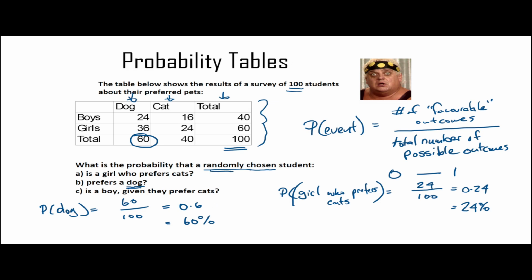So the probability that it's a boy, given that we've narrowed it down to being a cat person. Boy given cats, as long as the marker knows what you mean. There are 16 boys in that category and 40 people like cats. We have this little proviso, given that they prefer cats, which means we ignore all of these dog people here. So 16 out of 40. 16 divided by 40 is a nice round number, 0.4, which is 40%. Hopefully you can make sense of my doodles there.